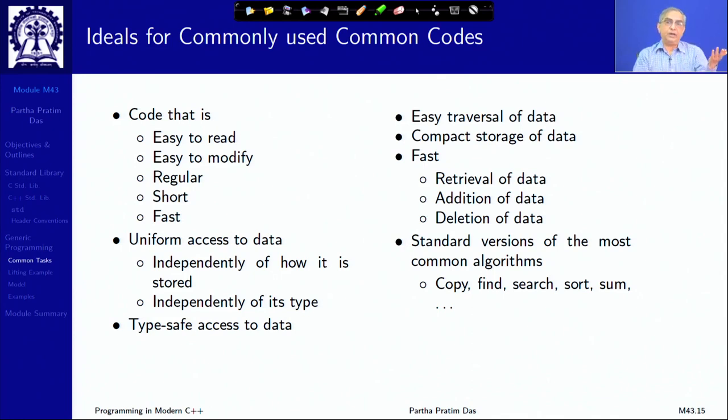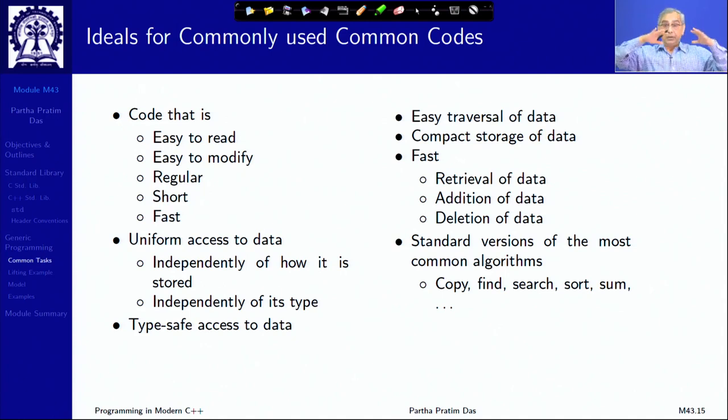I am doing a search on a data structure, I should not be bothered about whether the data is in a vector or in a list, whether the list is a singly linked list or a doubly linked list and so on. And of course, it should be independent of its type. C++ is strongly typed, so access must be type safe, it should be easy to traverse the data, the storage must be compact, retrieval, addition, deletion, everything should be fast, and there should be standard versions of common tasks like copying, searching, finding, sorting and so on and so forth.